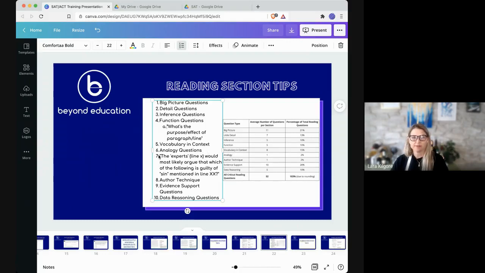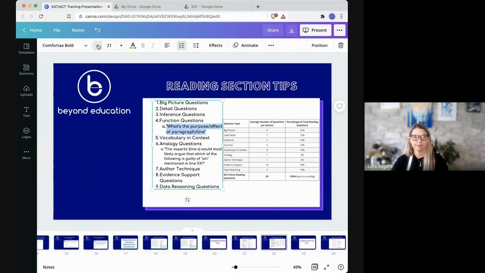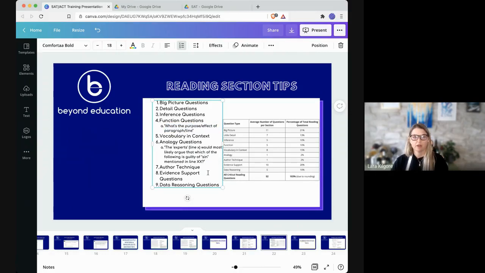Analogy questions. An example of that is this one. The experts in line X would most likely argue that which of the following is guilty of the sin mentioned in line. So you're asked to compare a text from the passage to an external experience or example that they're giving you. Author technique, evidence support questions, and data reasoning questions.